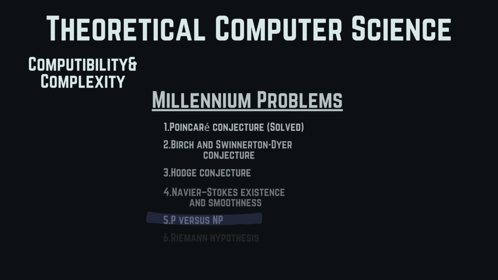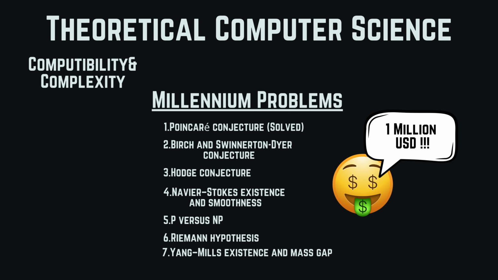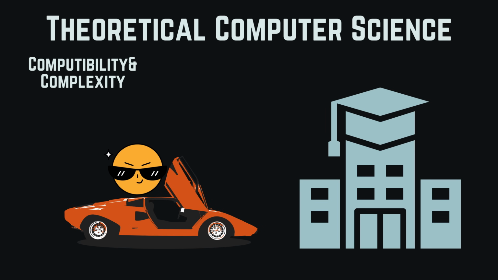Well, this problem belongs to one of the 7 millennium problems. For each problem solved, you get $1 million US. So why not give it a try? Maybe you're the guy who made it, and drives with his Ferrari to the campus.